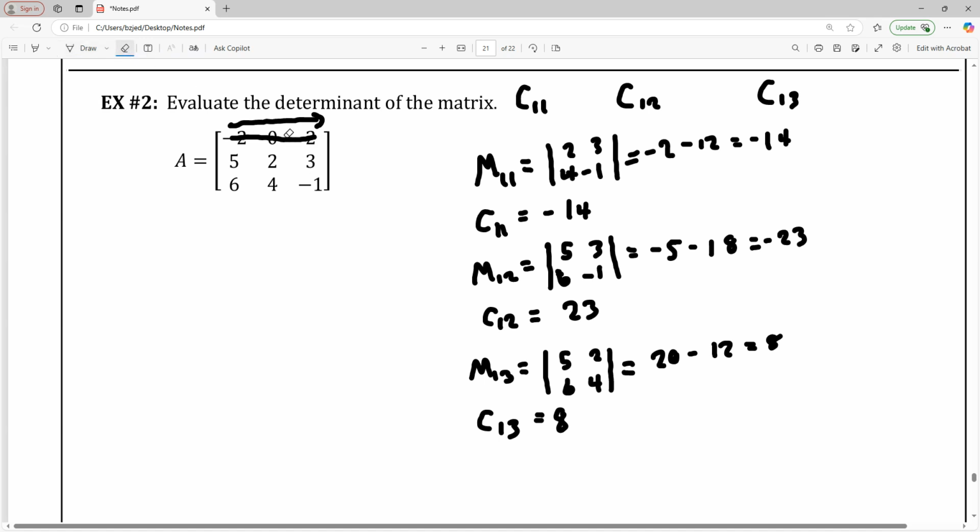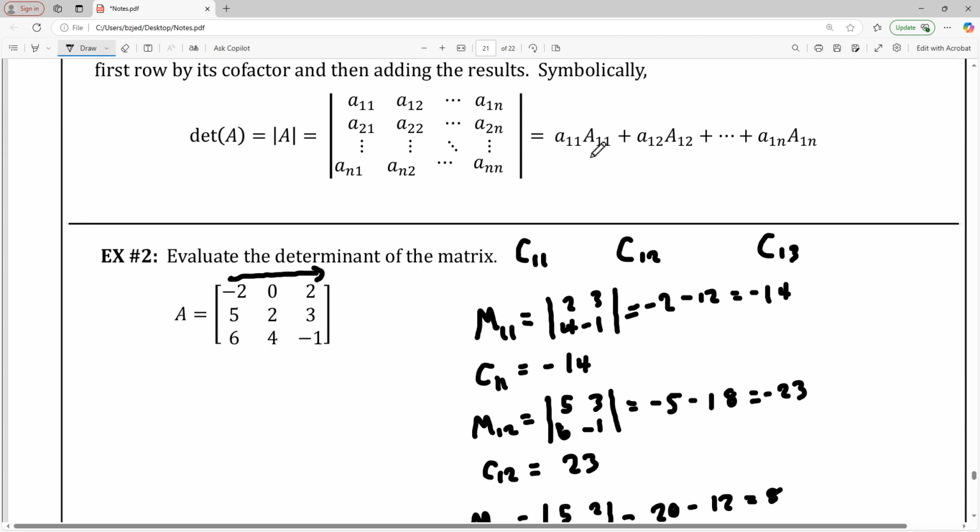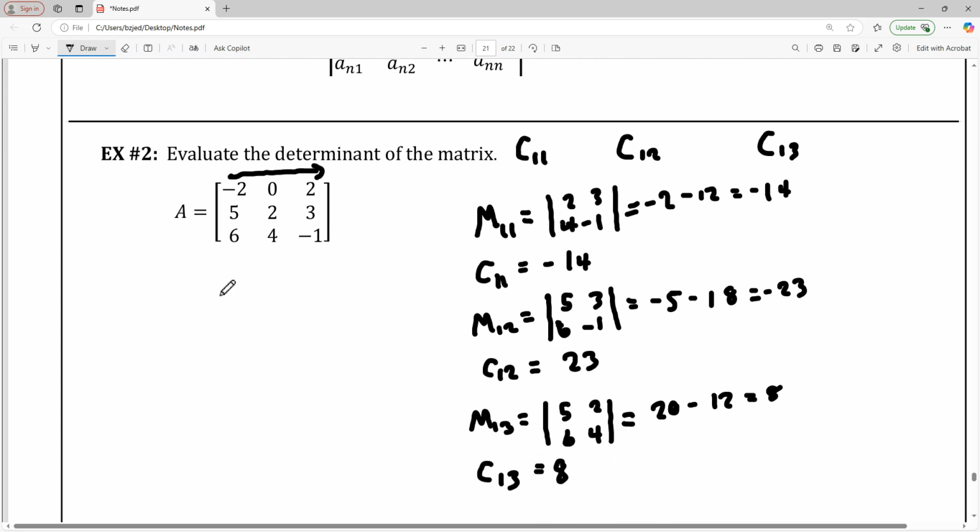To get the determinant, here's what I need to do. I need to multiply each of these cofactors, cofactor 1,1, cofactor 1,2, cofactor 1,3, by the element that was in that spot. So for example, cofactor 1,1 is negative 14. So I'm going to do negative 14.